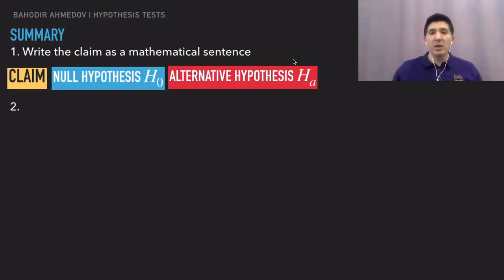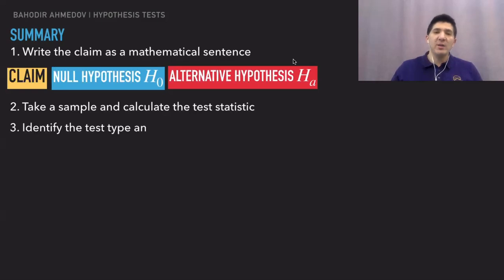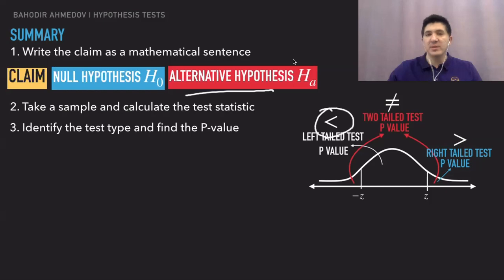And step number two, in order to test the claim, we have to take a sample and calculate the test statistic. Step number three is identifying the type of the test and calculating the p-value. Depending on the sign of the alternative hypothesis, we are going to choose different test types. If the sign of the alternative hypothesis is the less sign, then we're going to use the left tail test. If it is the greater sign, then we're going to use the right tail test. A non-equality sign of the alternative hypothesis means that we have to use the two-tail test.